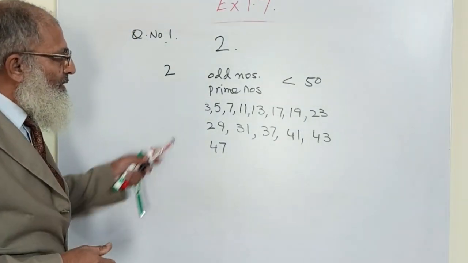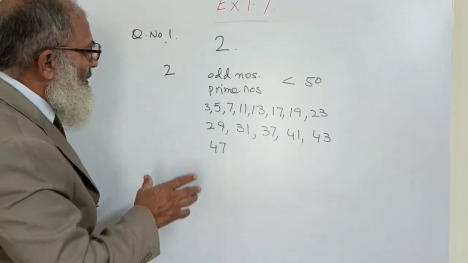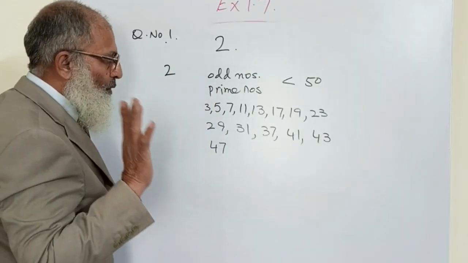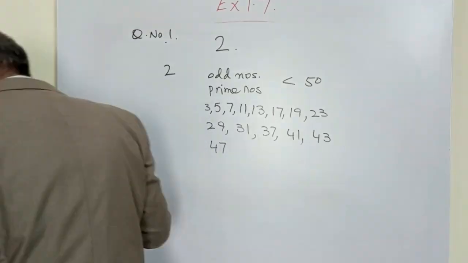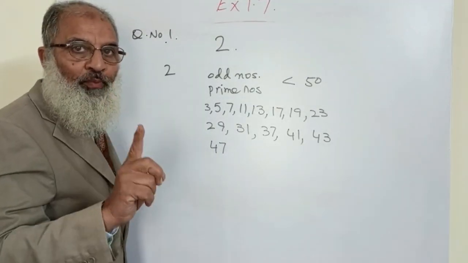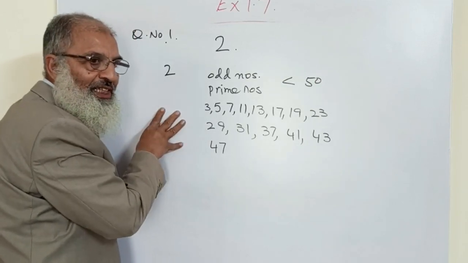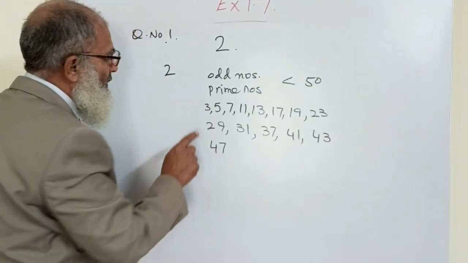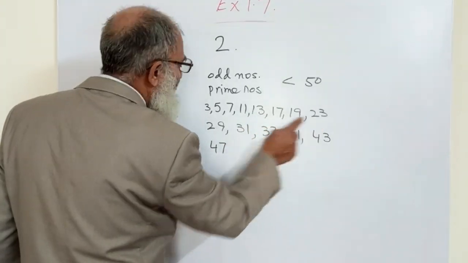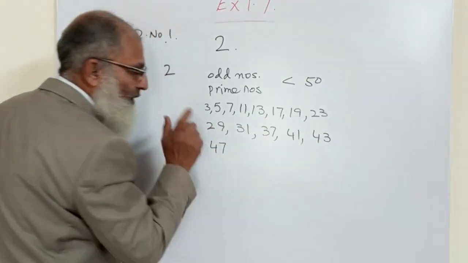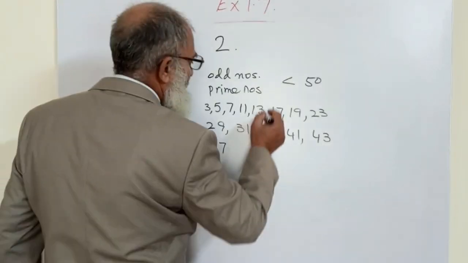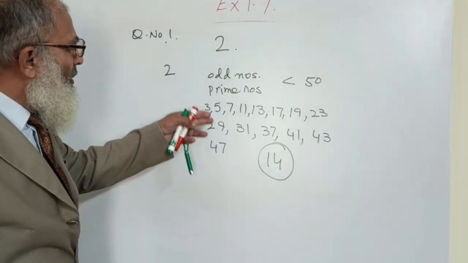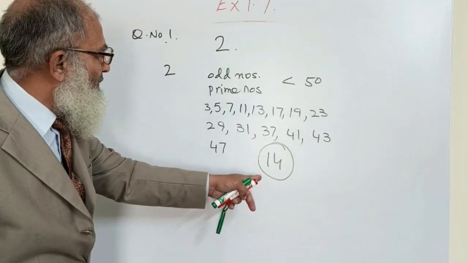So my dear students, this is the complete list of the odd prime numbers which are less than 50. Now, the question was how many odd prime numbers. I don't have to share the list in my answer. This is all rough work. Now I have to count it: 1, 2, 3, 4, 5, 6, 7, 8, 9, 10, 11, 12, 13 and 14. For question number 2, the answer is 14. There are 14 odd prime numbers less than 50.